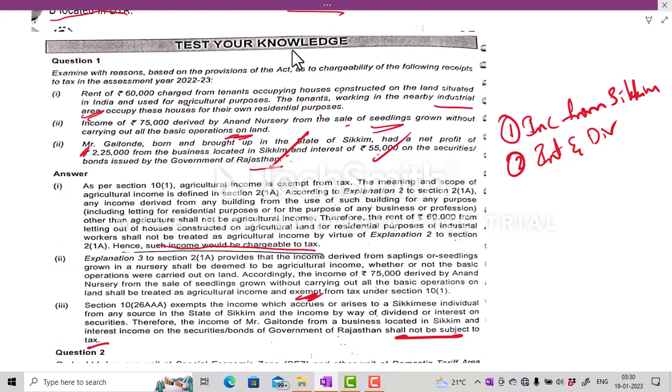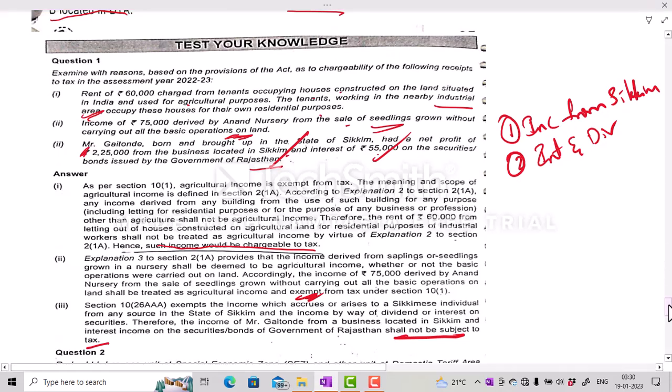Income of Gaitonde from the business located in Sikkim and interest income on securities or bonds of the government of Rajasthan shall not be subject to tax. Okay. Next question.